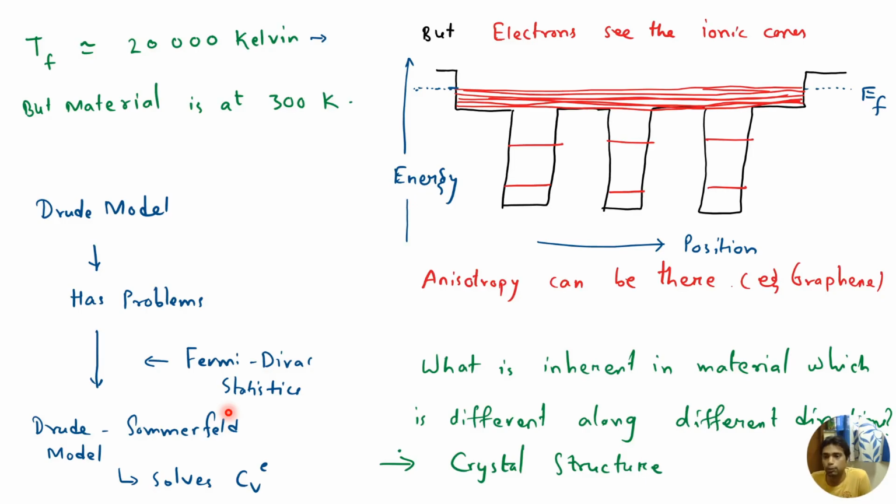Okay, a property measured along one direction in the material is different from the other direction in the material, and this is attributed to the fact that the electrons actually see the ionic cores, and that we had come up with this kind of model. Okay, and so why can this anisotropy be there? This anisotropy can be there because of something inherent in the material. And what is that?